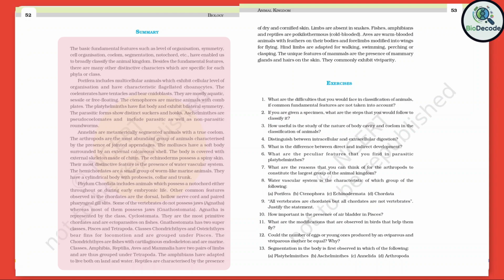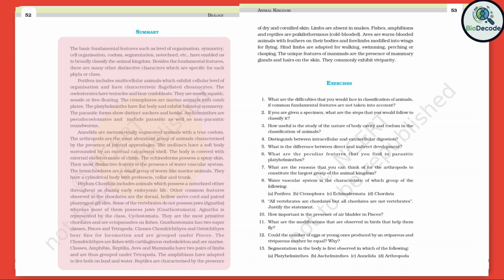Phylum Chordata includes animals which possess a notochord either throughout or during early embryonic life. Other common features observed in the chordates are the dorsal, hollow nerve cord, and paired pharyngeal gill slits. Some of the vertebrates do not possess jaws, Agnatha, whereas most of them possess jaws, Gnathostomata. Agnatha is represented by the class Cyclostomata. They are the most primitive chordates and are ectoparasites on fishes.